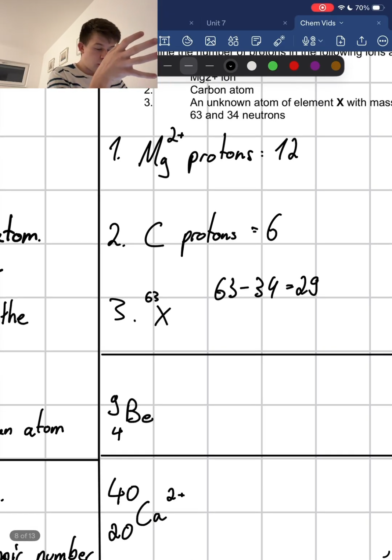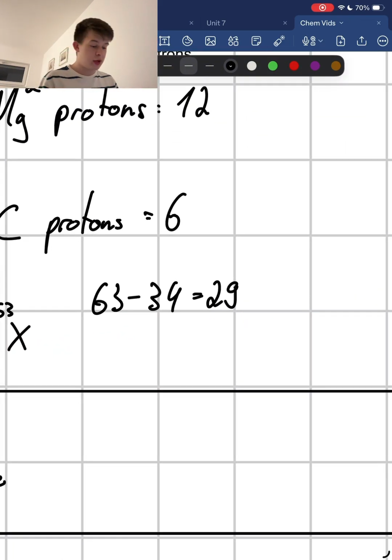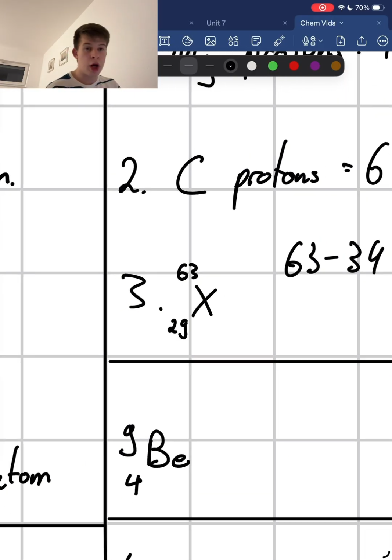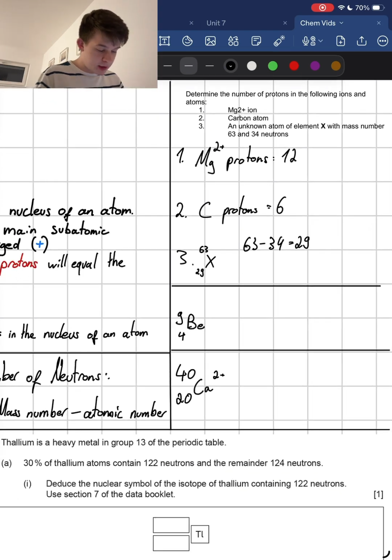Because the mass number equals protons plus neutrons, and since we are given the neutrons, we just have to subtract the neutrons from the mass number, and that gives us 29. If you go on our periodic table, the element with the atomic number 29 is copper. If they ask which element this would be, we know the atomic number is 29, and then we can go on our periodic table and see where it is. Okay, so we got this.